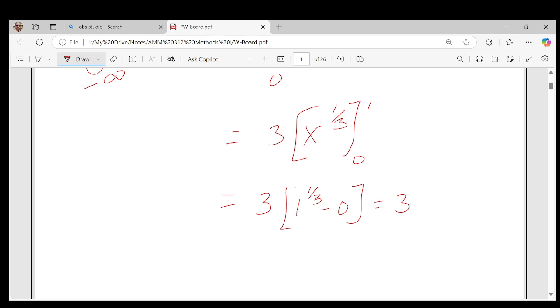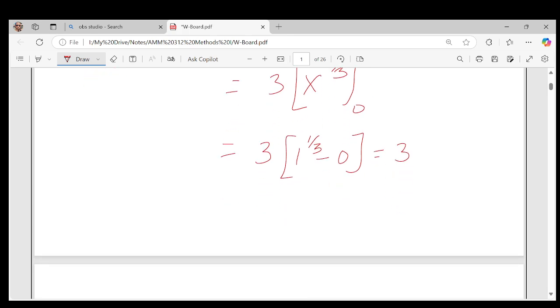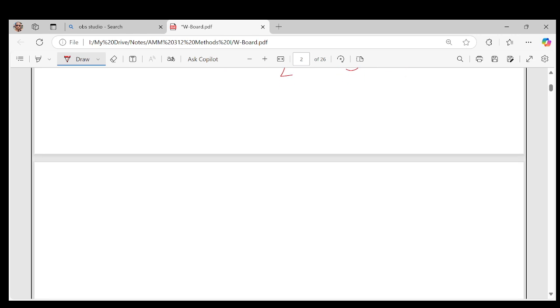There may be other functions which may not be absolutely integrable. For example, if we write a function similar to the one we have there, but we have now x raised to the power minus 2/3 for x greater than 1 and 0 elsewhere.